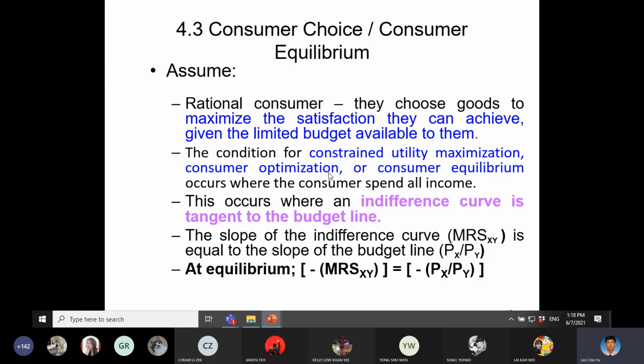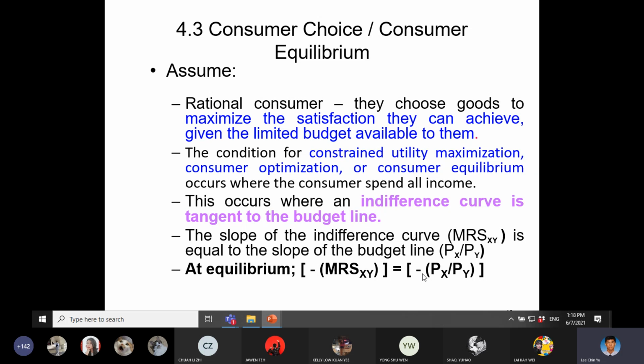Consumer optimization or consumer equilibrium occurs when the consumer spends all income. This occurs where an indifference curve is tangent to the budget line. So if your indifference curve is tangent to the budget line, it means that you utilize all your income, and at the same time you maximize your satisfaction. If they are tangent, the slope of the indifference curve, which is measured by the MRS, is equal to the slope of the budget line. So at equilibrium, this is the condition.